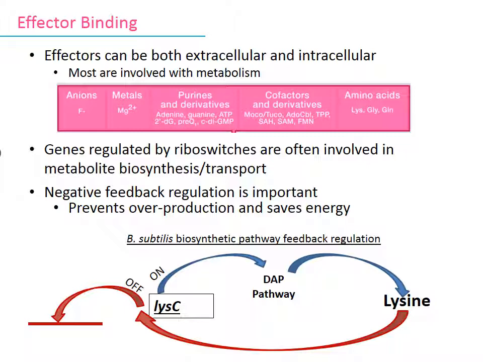Most riboswitches are involved with something called negative feedback loops. For example, the lysC gene, which encodes for lysine. After lysine reaches a threshold level within the cell, it can shut off its own production by binding to riboswitches.